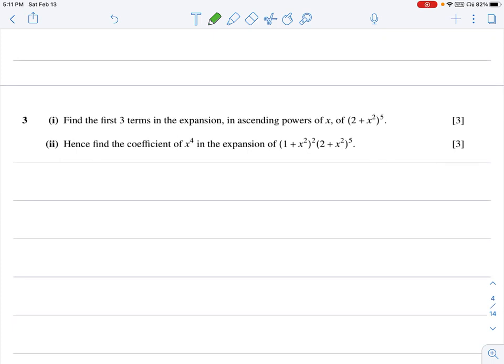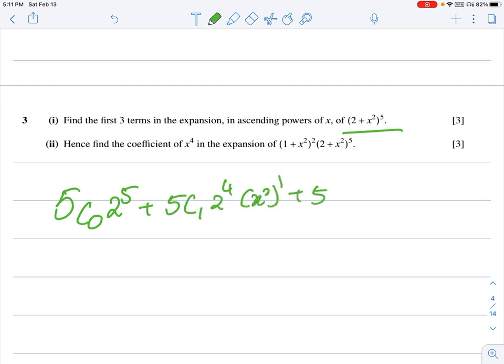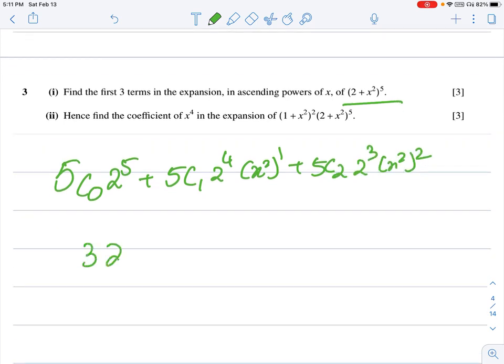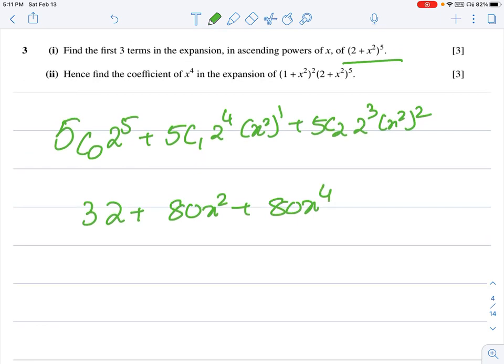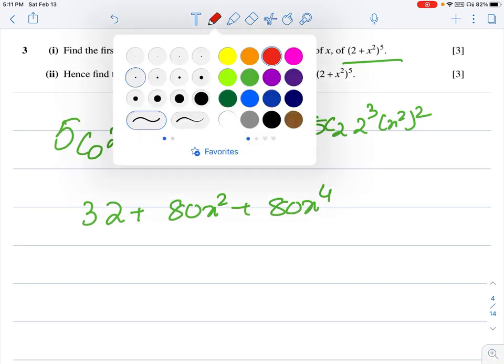Question number 3. Find the first three terms of an expansion, this one. So 5c0, 2 to the power of 5. 5c1, 2 to the power of 4, x square to the power of 1. 5c2, 2 cube, x square whole to the power of 2. Simplify, this is all just based on calculator. I am directly writing the answer. This is going to be the answer. Hence, the question is hence.